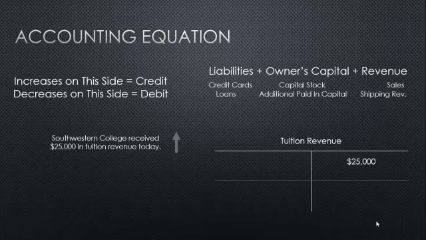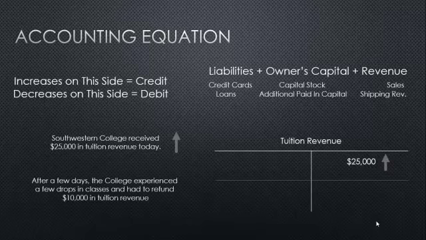Okay. Why are we going to credit? Because the amount of tuition revenue, now we're not talking about cash here, just the revenue, went up by $25,000. After a few days, the college experienced a few drops in classes and had to refund $10,000 in tuition revenues. So the tuition revenues went down. Now, we do have a sales return account that we can talk about, but for this problem only, the sales have to come down. So if the sales come down by $10,000, it decreases. Tuition revenue is a revenue account, so we are going to debit the left side, remember, by $10,000.